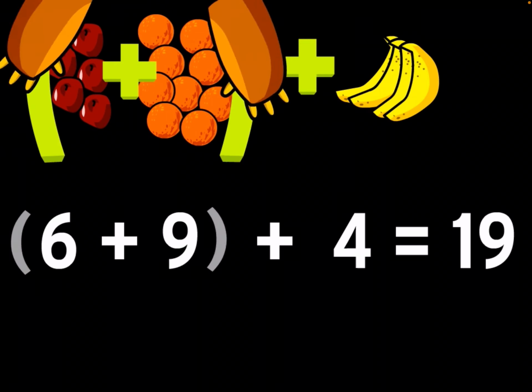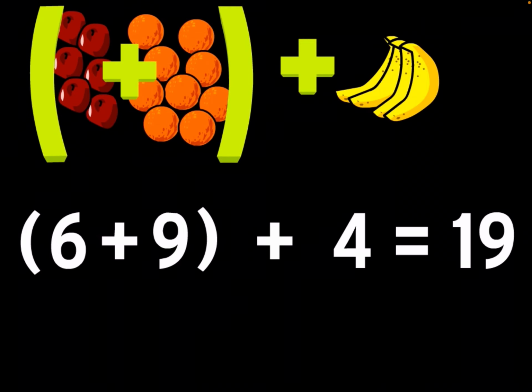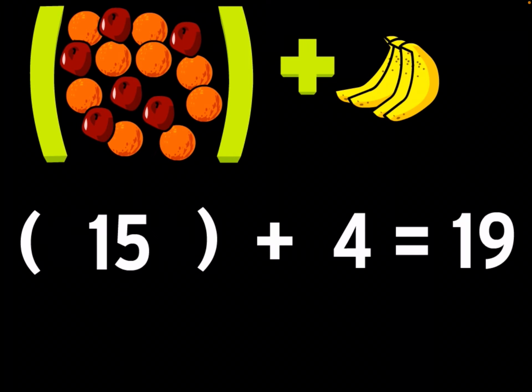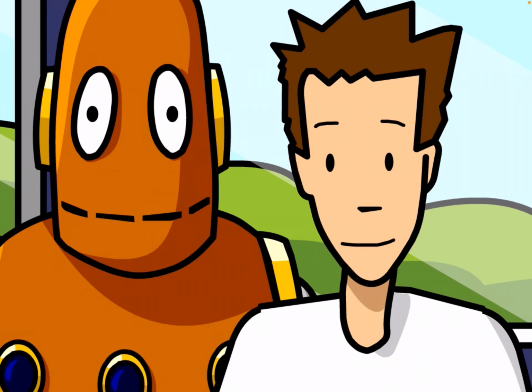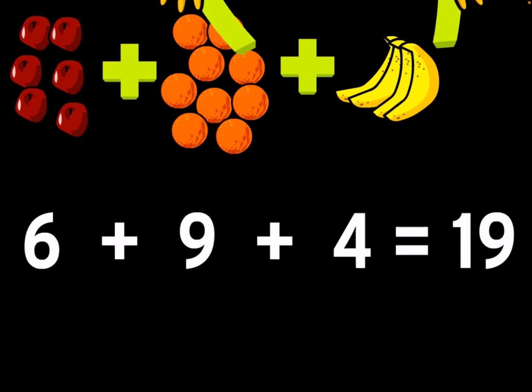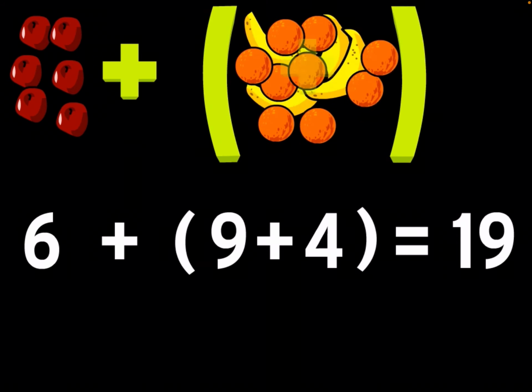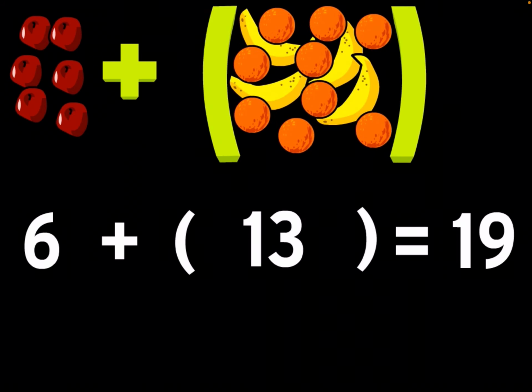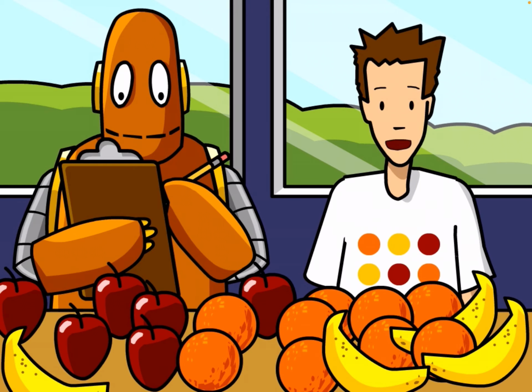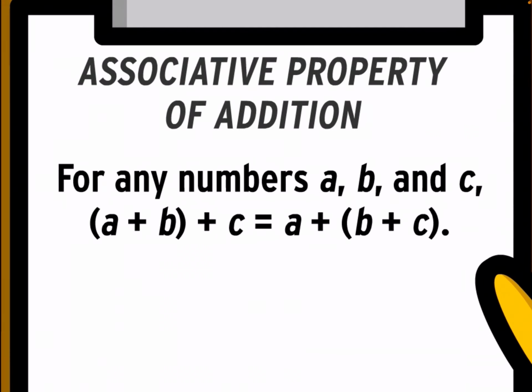Using parentheses like this groups the apples and oranges together. It's a rule that we always do what's in the parentheses first, so 6 plus 9 equals 15, plus 4 equals 19. Right. Even if we move the parentheses and change the order of addition, our answer still comes out the same. No matter how we arrange the addends, their sum is always 19. This is an example of the associative property of addition. For any numbers a, b, and c, (a plus b) plus c equals a plus (b plus c).